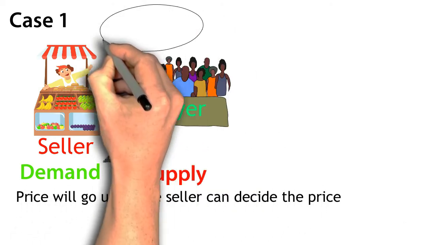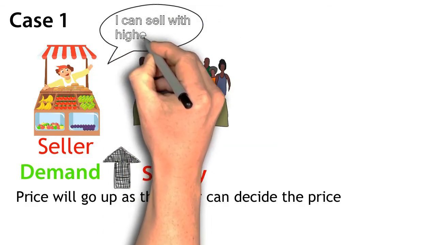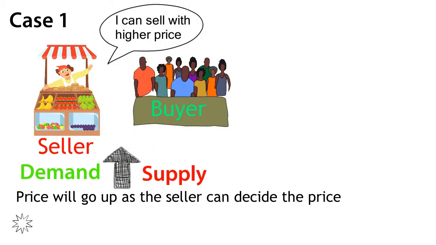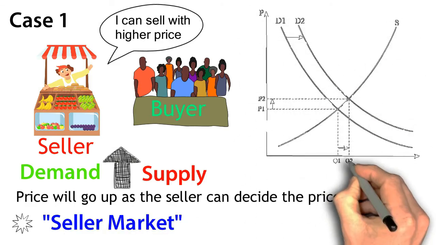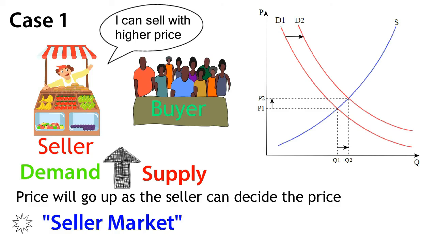The seller monopolizes the market. I can sell at a higher price. This is the so-called seller market. So, when demand increases with supply remaining the same, the demand curve will shift to the right and cause an increase in price.